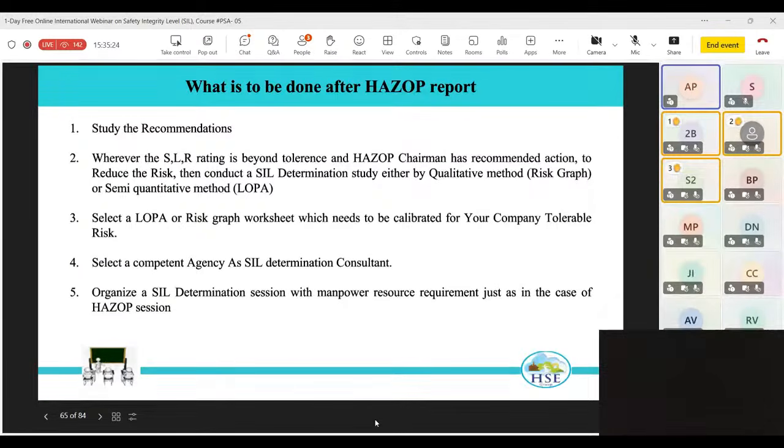So the recommendation would only be to see whether this group can be considered for SIL rating. But the action taken report could say that if the qualitative risk graph method is to be used, then a separate assessment session is to be done. If LOPA is to be done, I think it can be combined with the HAZOP session, provided there are certain prerequisites.